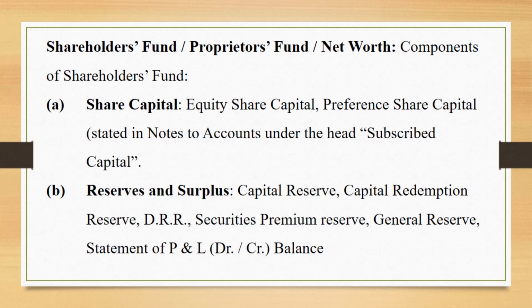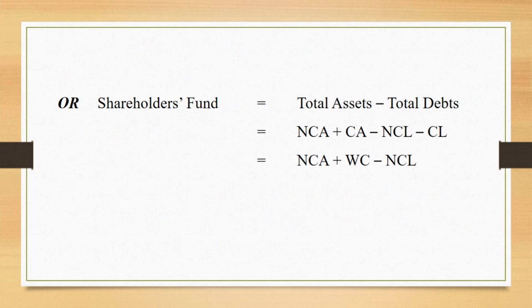In reserves and surplus, we know all profits and reserves are there. Starting with the capital reserve, capital redemption reserve, DRR, which refers to debenture redemption reserve, securities premium reserve, general reserve and statement of P&L. Again the point to be taken care of over here is that for the statement of P&L, whether it has a debit balance or a credit balance will have to be recorded over here. We have different formulas to calculate shareholders' fund, which we will go through while solving the sums.